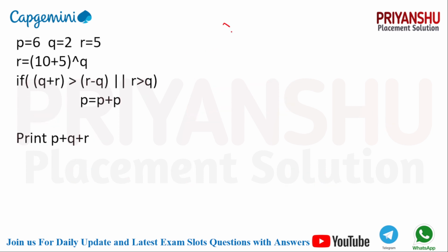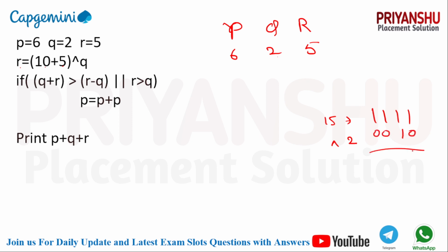So yes, clear. p q r is there, guys, and you have 6 2 5. Clear? Next thing is r equal to 10 plus 5, 15. 15 XOR with q. The value of q is nothing but 2. So 1 0 0 0. Different gives 1, same gives 0. So 1 2 4 8: 8 plus 4 is 12, 12 plus 1 is 13. Clear? So now the value of r is nothing but 13.